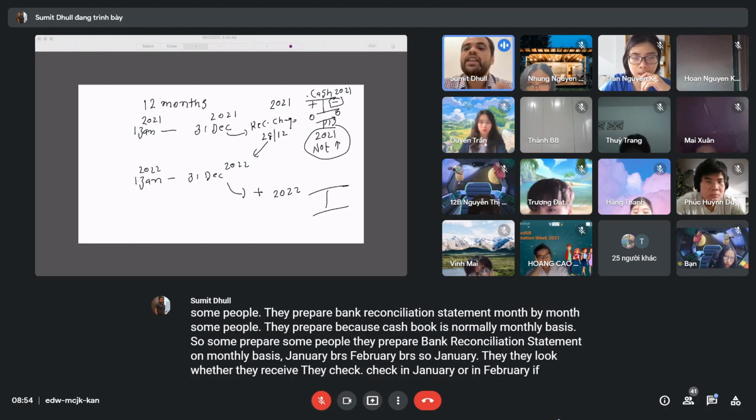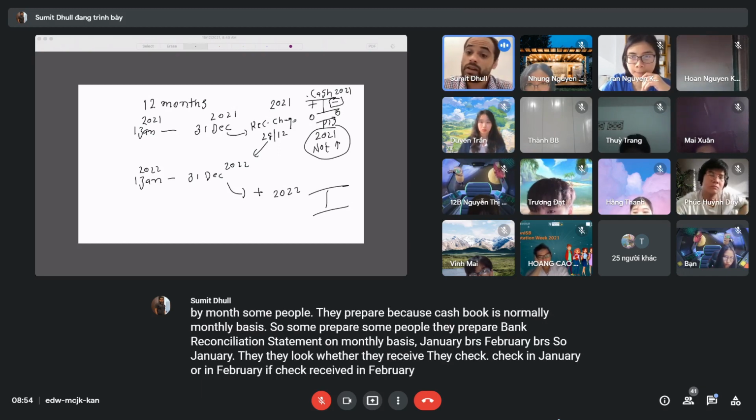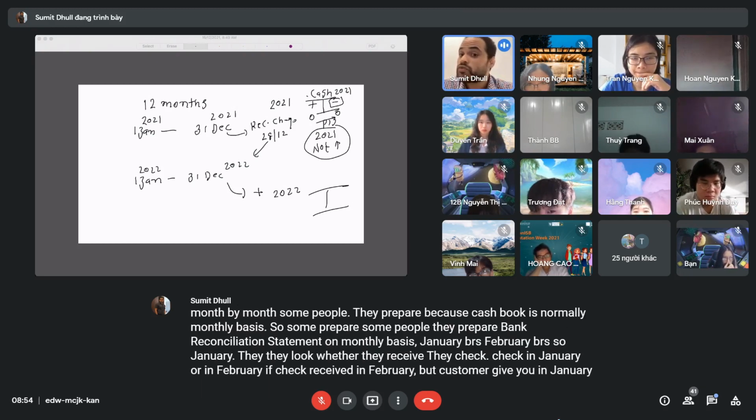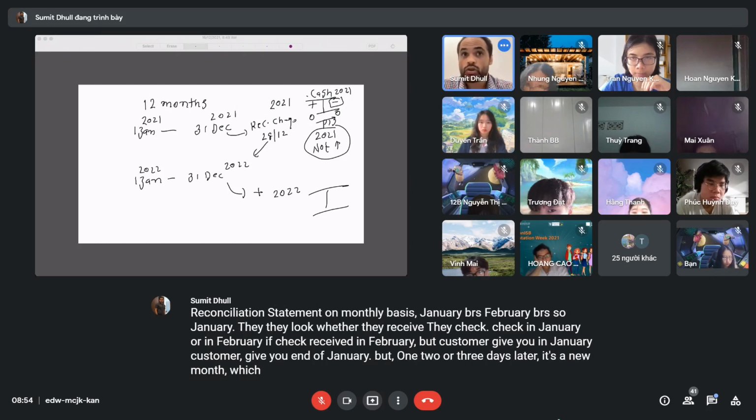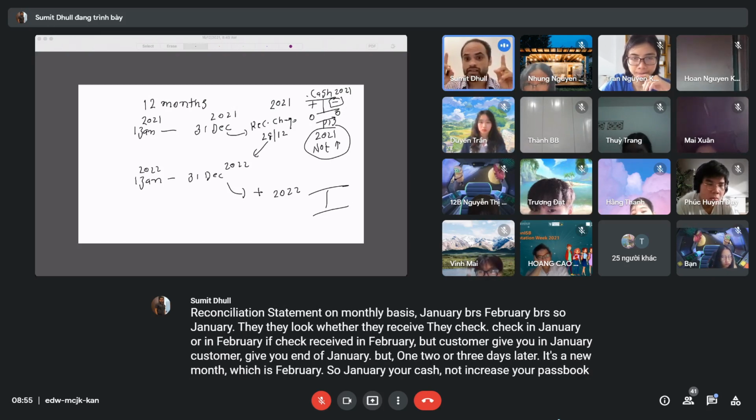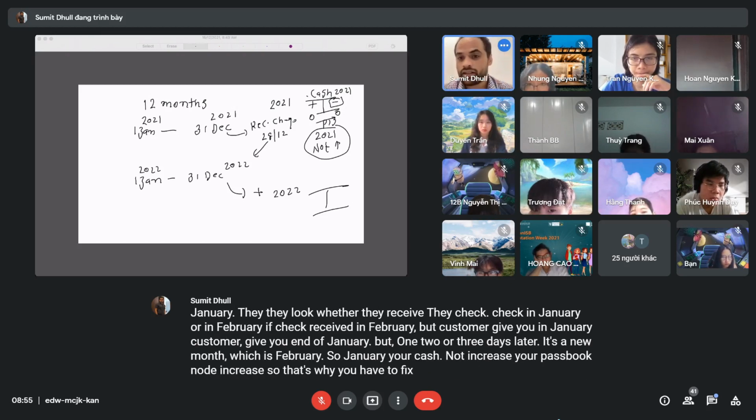If a check is received in February, but the customer gave it to you at the end of January, one, two or three days later it's a new month, which is February. So in January, your cash did not increase, your passbook did not increase. So that's why you have to fix it.